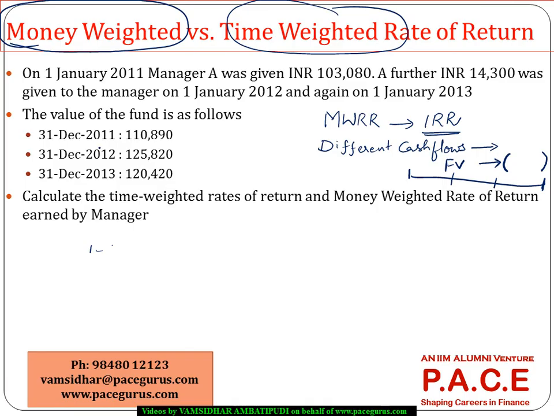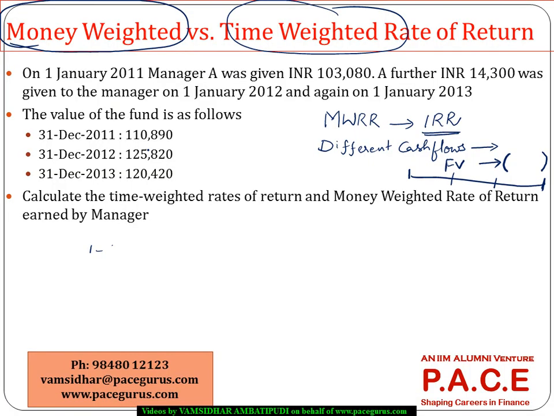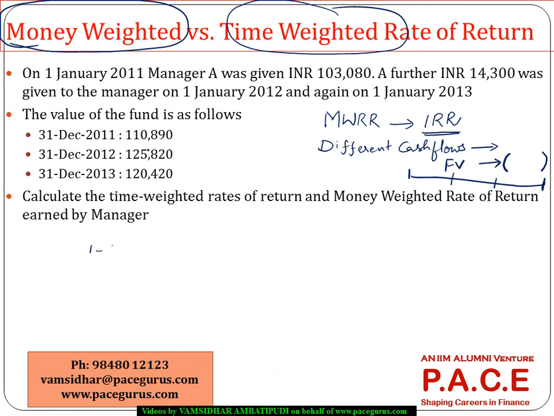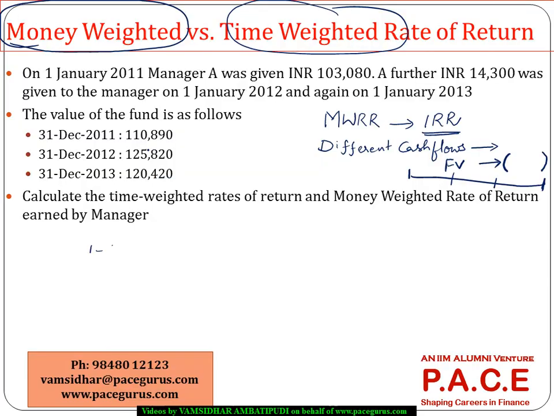For this manager, initially he was given 103,080. So 103,080 is what is being given, and by 31st December the fund value has become 110,890. But at the same time he has been furnished with another 14,300. So because of that, at the end of this period, the money has actually gone up to 125,000.